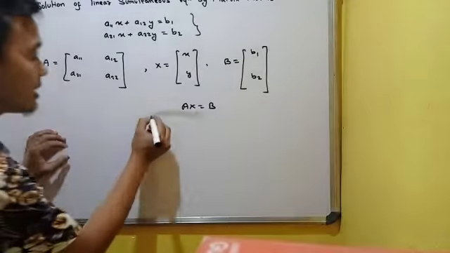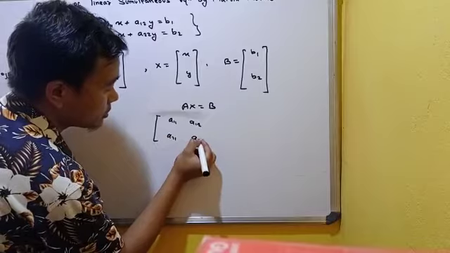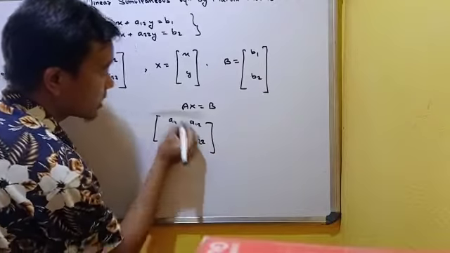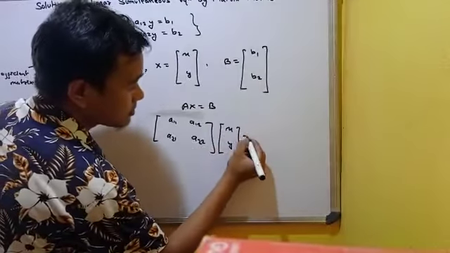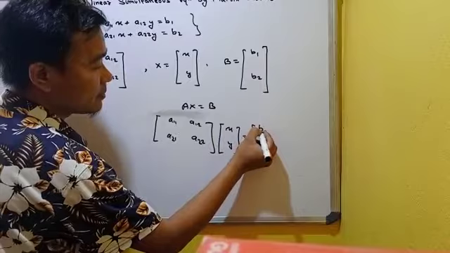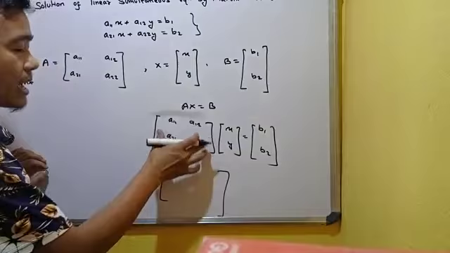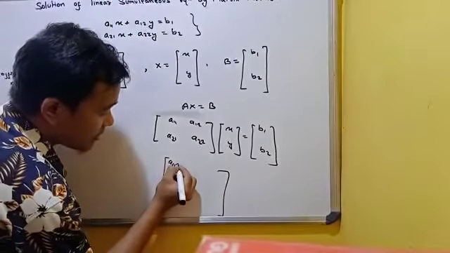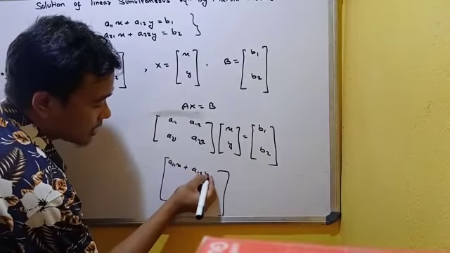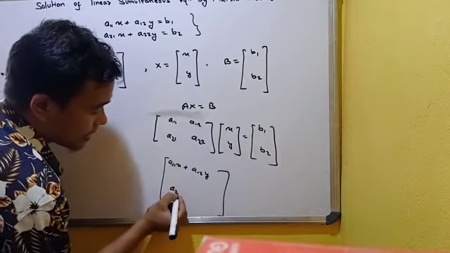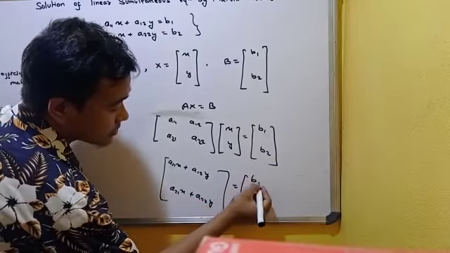If you replace A, then you will get a11, a12, a21, a22, and here the matrix X with x and y. And on the right hand side we have the column matrix b1 and b2. Now if you multiply the matrices A and X, then you will get a11x plus a12y, and again a21x plus a22y, which is equal to b1 and b2.